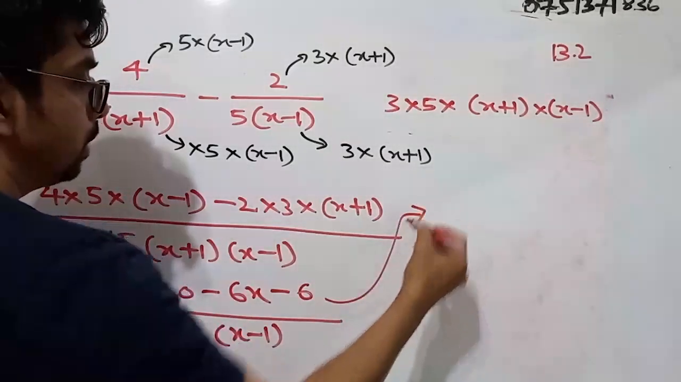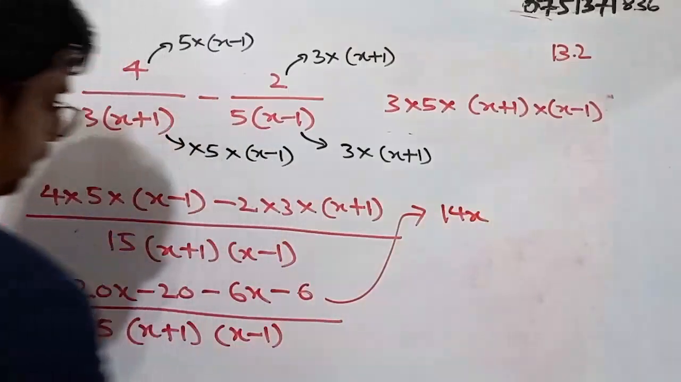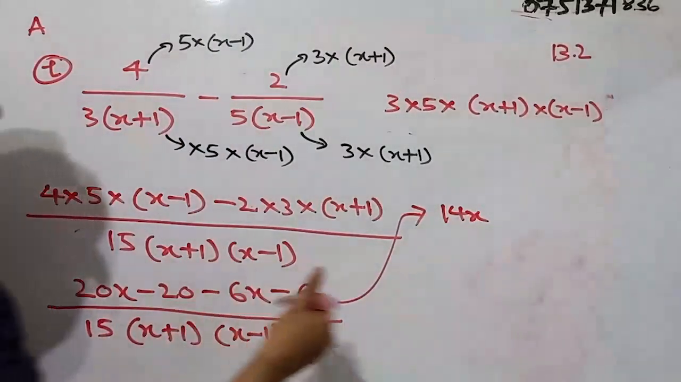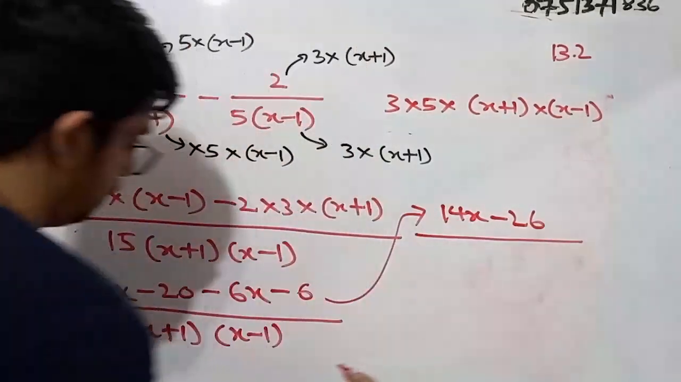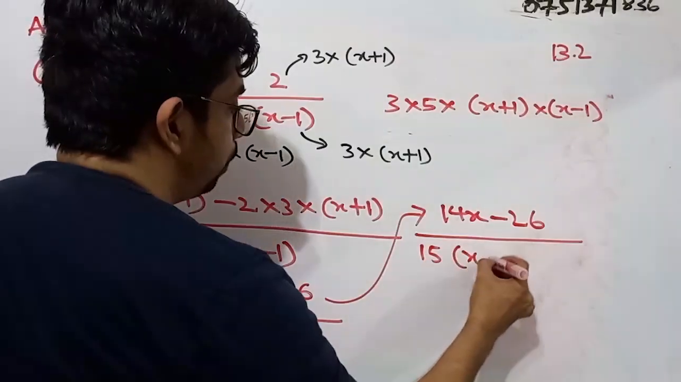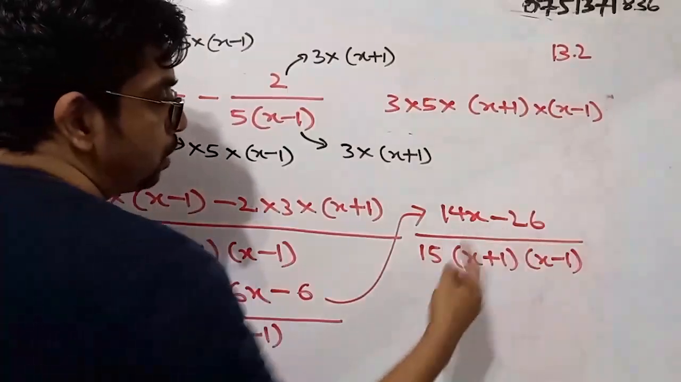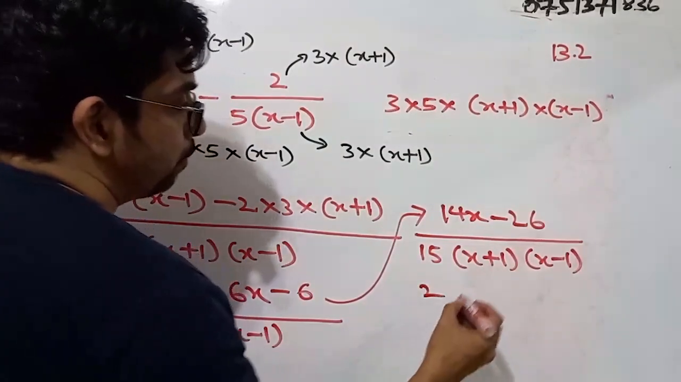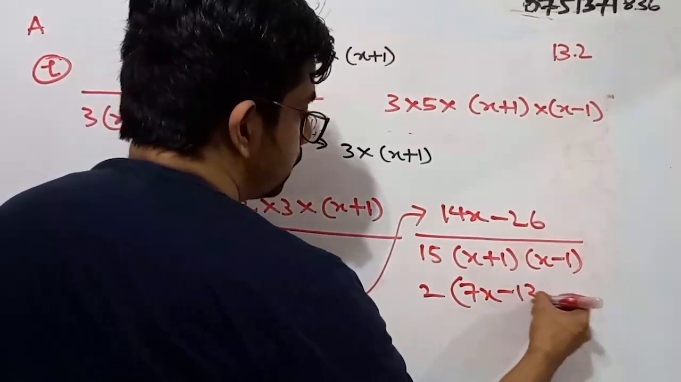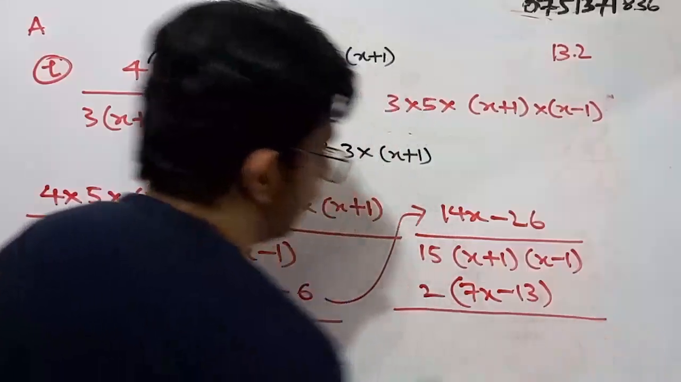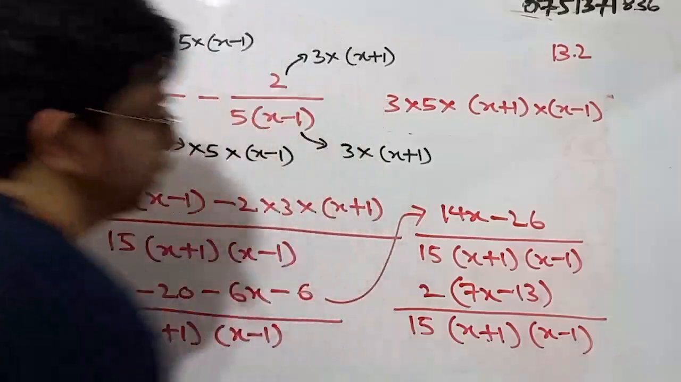Okay, so here we can do some simplifications. 20x minus 6x means 14x. Okay? Minus 20 minus 6. So the outcome is minus 26. Then again we have to divide this entire expression by what? 15 into x plus 1 into x minus 1. Right. So as you can see, we can do some factorization here. So I can take 2 as the factor. So what goes inside? 7x minus 13. So this entire expression again needs to be divided by what? 15 into x plus 1 into x minus 1.